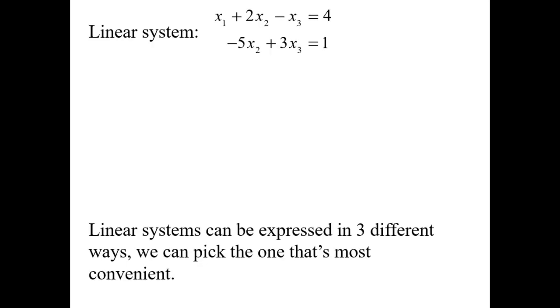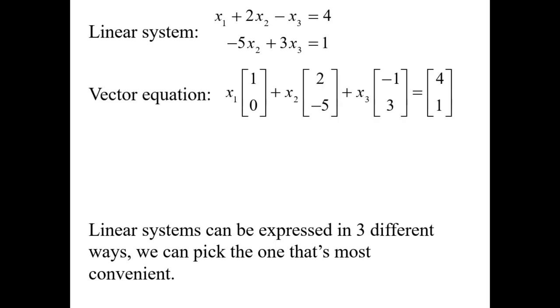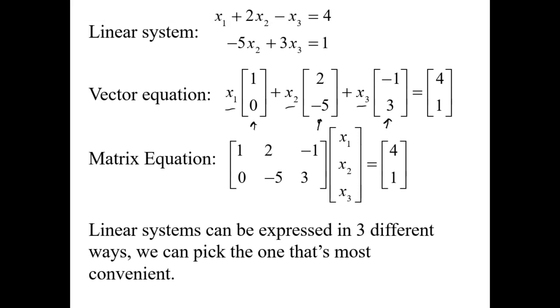Okay, now let's go back to what we've done before, what we started with last class. This is a linear system. Linear systems can be expressed in three different ways, and we pick the one that's most convenient to whatever problem we're doing. So here's a linear system. We've already discussed another way of expressing that linear system as a vector equation. Now think of this vector equation. Here's a vector times a weight, here's a vector times a weight, and here's a vector times a weight. So couldn't we then express that as a matrix product? So here's those three vectors, and here's those three weights, x1, x2, and x3. So again, it is possible to go from a vector equation to a matrix equation.